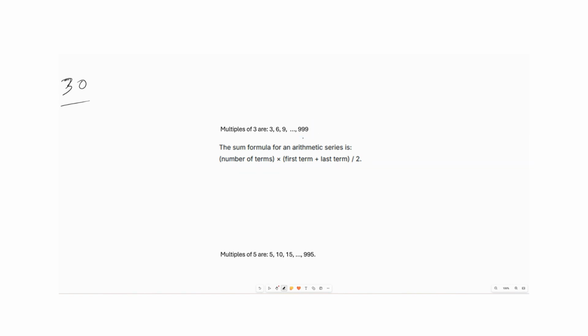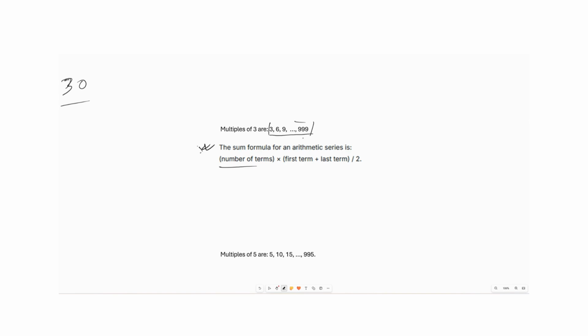since we have the series, what do we need? We need the sum of all these elements, right? And how can we do that? There is a formula here written. The sum formula for an arithmetic series is the number of terms into first term plus last term divided by 2. And what is the number of terms?